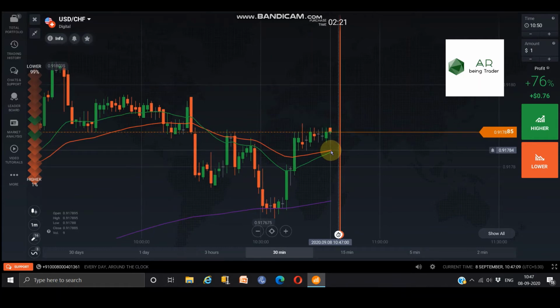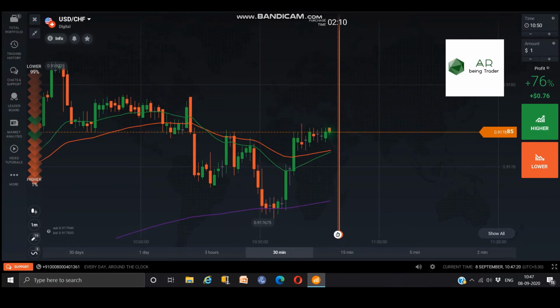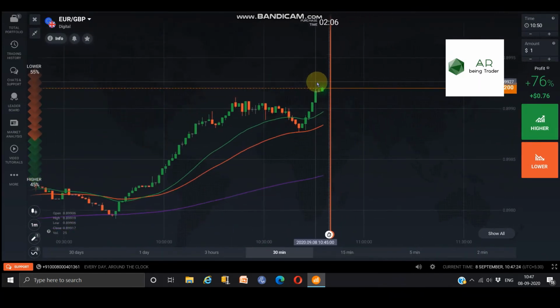If I got a chance, I'm going to place here, but I can't place my trade here. Why? Because it's very far. It may come near to these lines in future, so I can't place. In the last trade we placed here, but it successfully went up. As I said, it will act as resistance.